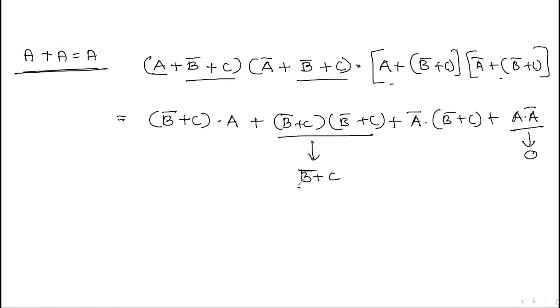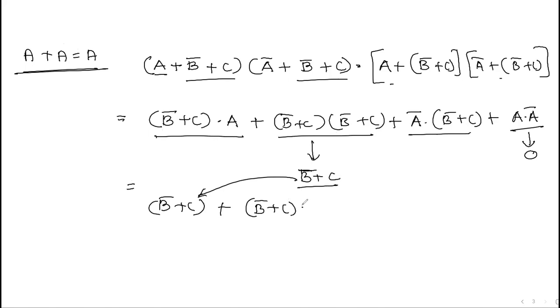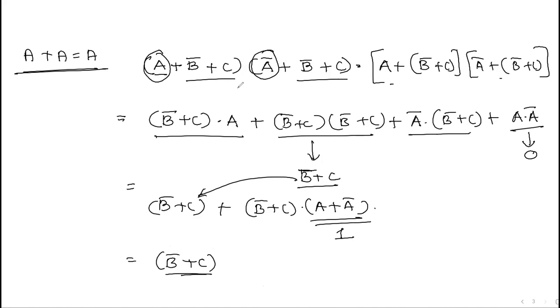Plus B bar plus C will give you B bar plus C. Here it is multiplied with A. Here it is multiplied with A bar. So now you have B bar plus C, that is coming from here, plus B bar plus C into A plus A bar. Now A plus A bar is nothing but 1. So finally the answer is B bar plus C. That means if you see one variable and its complement both are covered, then those variables will be eliminated and we are left with this only. Understand?